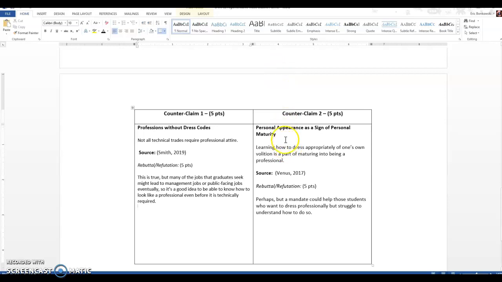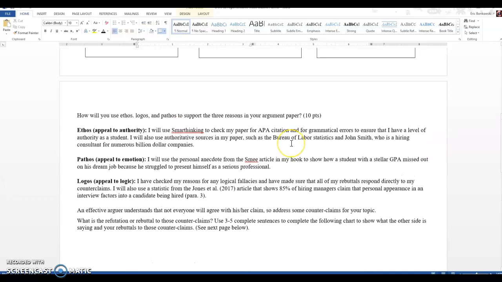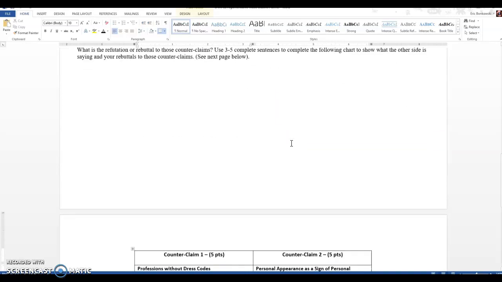Okay, and then my next one is learning how to dress appropriately of one's own volition is part of maturing into being a professional. And then my rebuttal to that is sure. And so again, this is a rebuttal, not a refutation. And I use that language again, perhaps. I'm conceding the point a little bit, but a mandate could help those students who want to dress professionally but struggle to understand how to do so. Okay, so those are my refutations. And that's basically what I want you to go through and do.